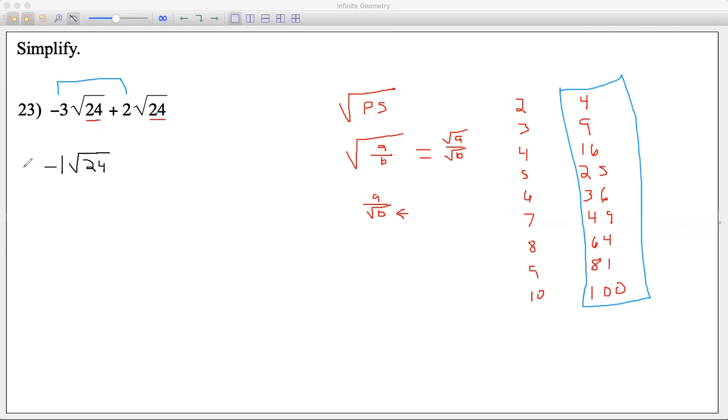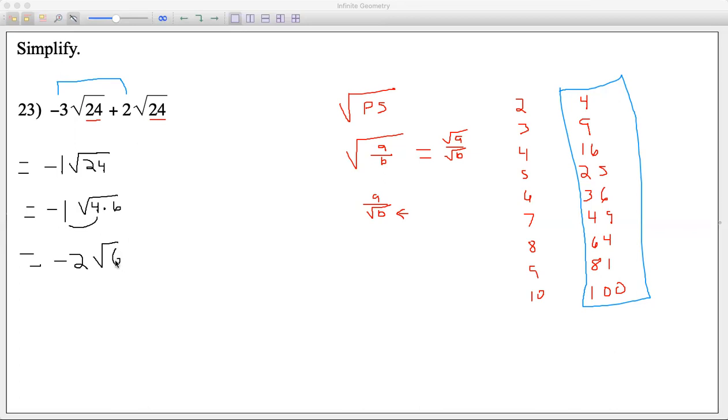But wait a minute, we got the square root of 24. I know inside the square root of 24 is a 4. So that would be what, 4 times 6? This is the step that once you get really good at, you usually skip. Square root of 4 is 2. 2 times 1 is negative 2. So we get negative 2 root 6.